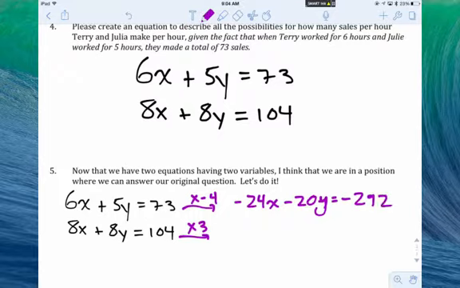Awesome. Make that 9 a little bit clearer. Okay. So 8 times 3 is 24x. Ding, ding, ding. That's the whole idea. 8 times 3 is, again, 24y. And that is all going to equal 104 times 3 is 312.